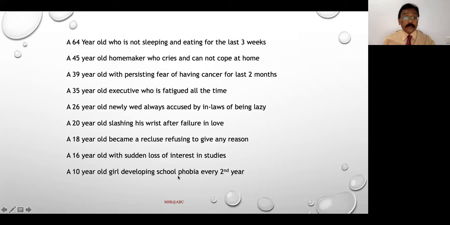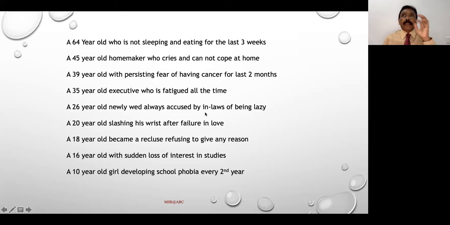This could be a 10-year-old girl with school phobia every second year, with past episodes. She is otherwise a brilliant girl. 3 or 4 years back she had one, 2 years back one again, coming back suddenly saying, I don't want to go to school. What is the reason? I don't know. I don't want to go to school. So all of these could possibly be depression.